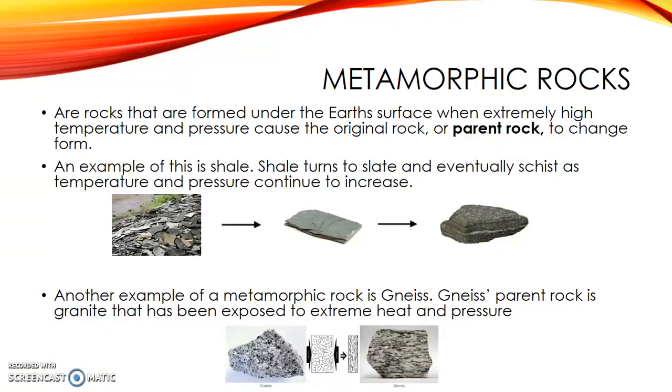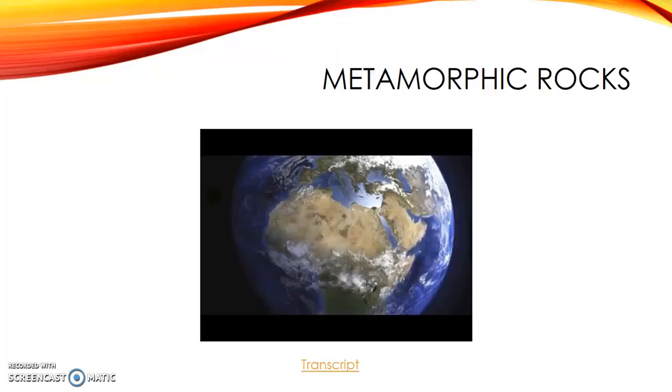Now on to the final types of rocks. These rocks are called metamorphic rocks and are created when extreme heat and pressure change the original rock or parent rock. This happens below the Earth's surface and changes sedimentary rocks like sandstone into quartzite or igneous rocks like granite into gneiss. We're quickly going to use a 1-minute video to further help develop our understanding of how metamorphic rocks are created.